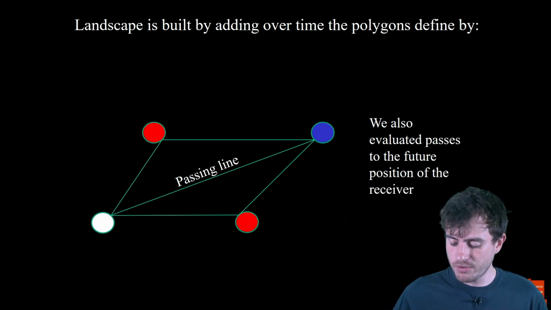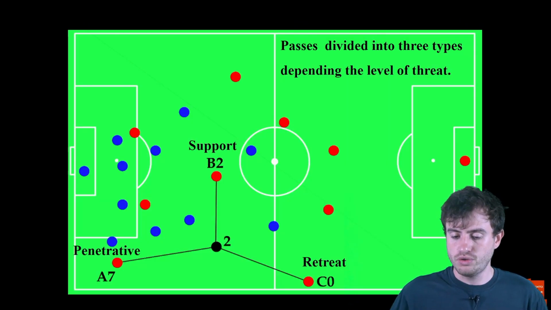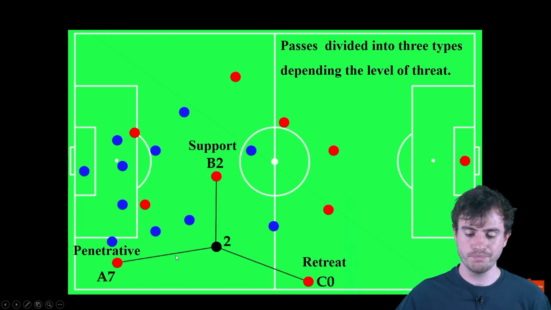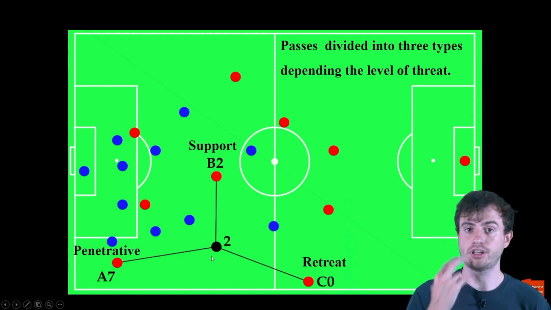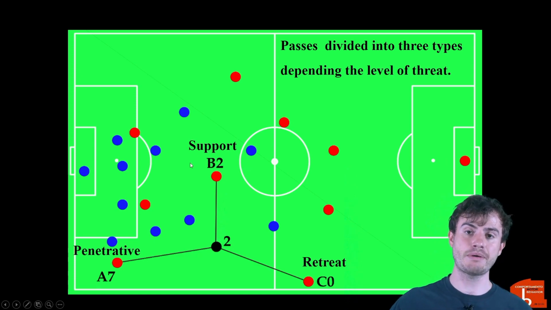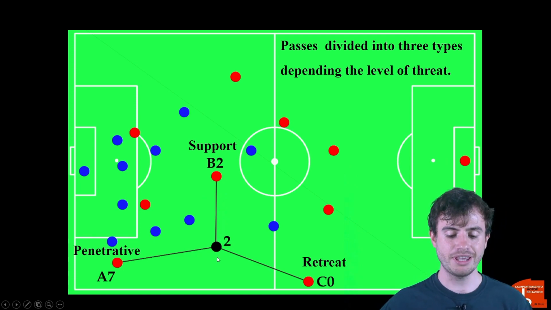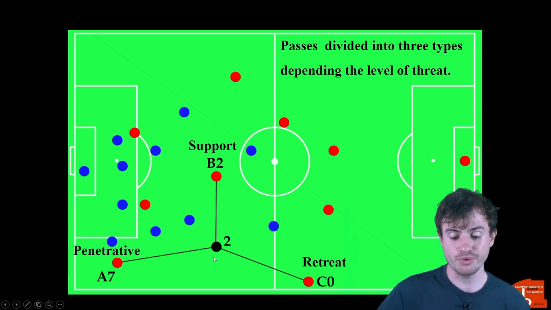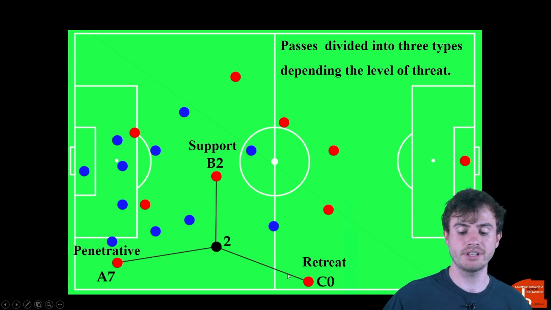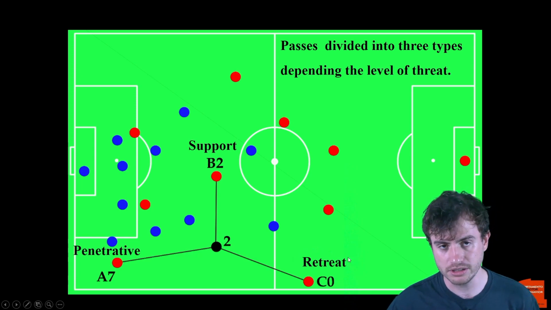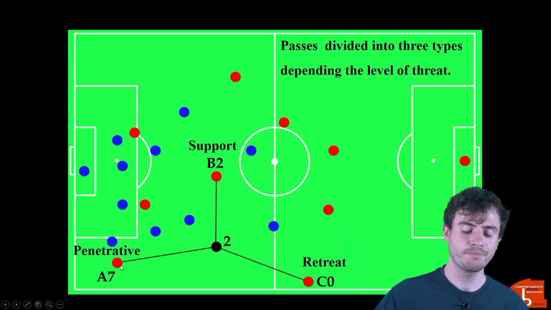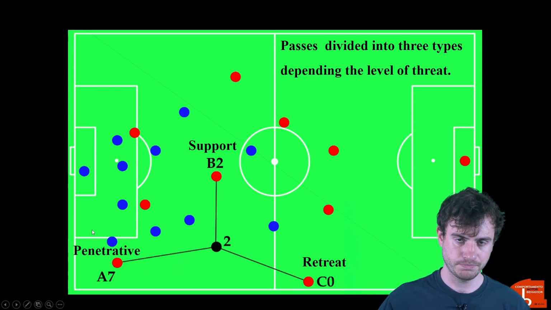We further divide the passes using the outplay principle. So we divide them into 3 groups. Going back to the situation, we have the ball carrier who is outplaying 2 players. If he makes a pass to a player that is outplaying the same number of players as himself, he's making a support pass. If he's retreating, making a pass to a player that is outplaying fewer players than himself, he's making a retreat pass. And if he's passing to a player that is outplaying more players than himself, he's making a penetrative pass.